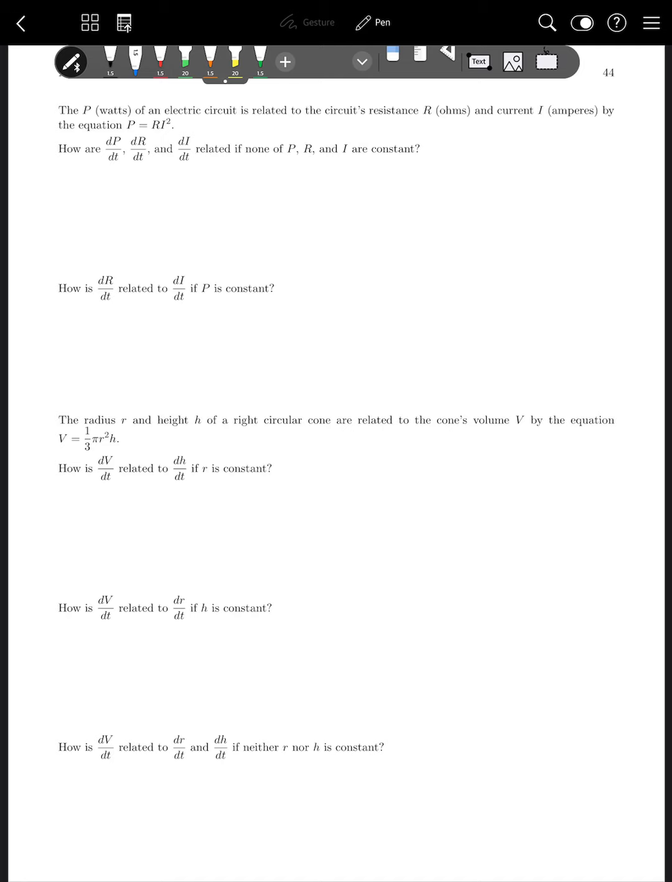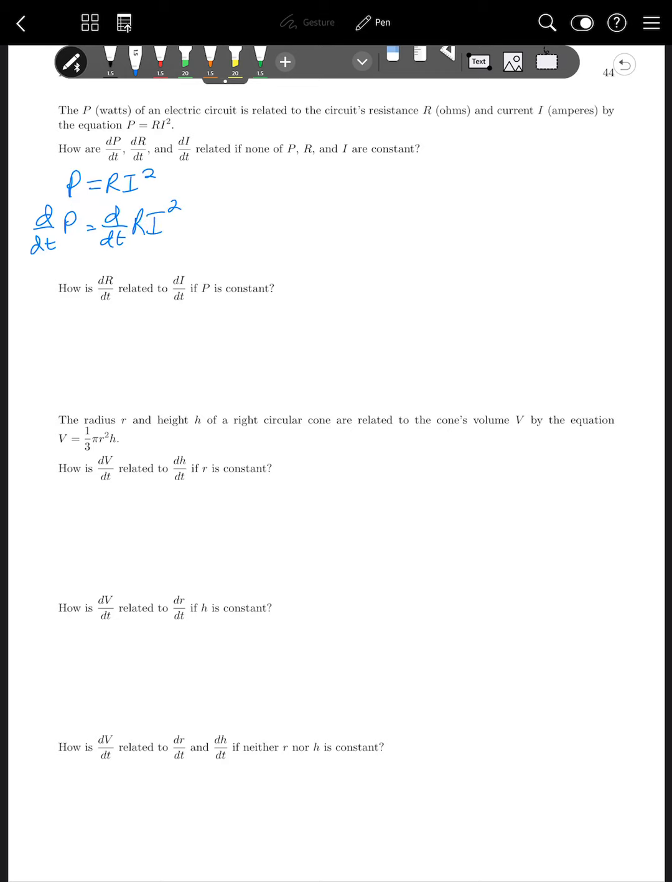The power in watts, P, of an electric circuit is related to the circuit's resistance R in ohms and the current I in amps by the equation P equals R I squared. How are dP/dt, dR/dt, and dI/dt related if none of P, R, and I are constant? Well, all that's asking us to do is take this formula and take the derivative of both sides to find these derivatives.